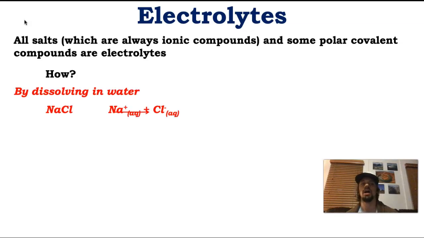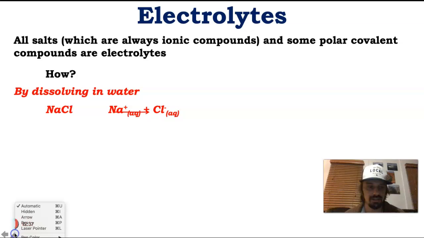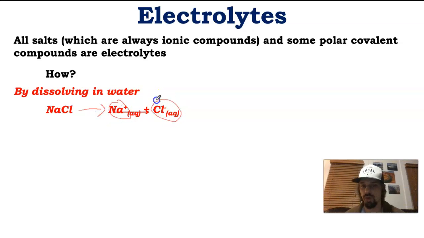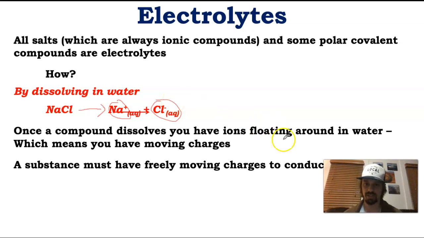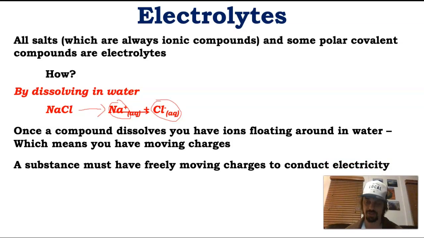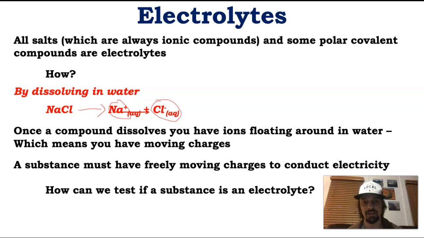Okay, so salts that dissolve in water are electrolytes because when they dissolve in water, they create these ions. And this is a little different than I wanted it to be. When salt, I wanted that arrow right here, dissolves in water, it produces these two ions. Those ions are what make salt water an electrolyte. So once a compound dissolves in water, those free-flowing ions can carry the charge, allowing for the movement of electricity, making it an electrolyte.